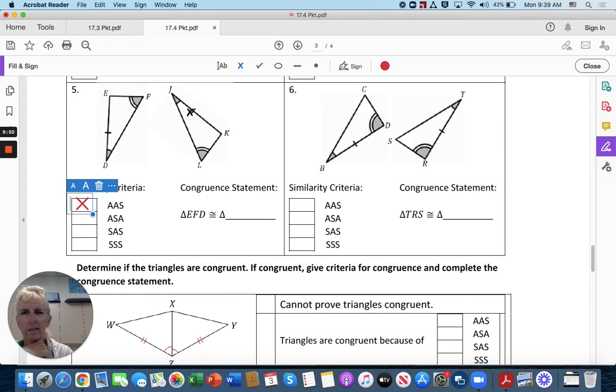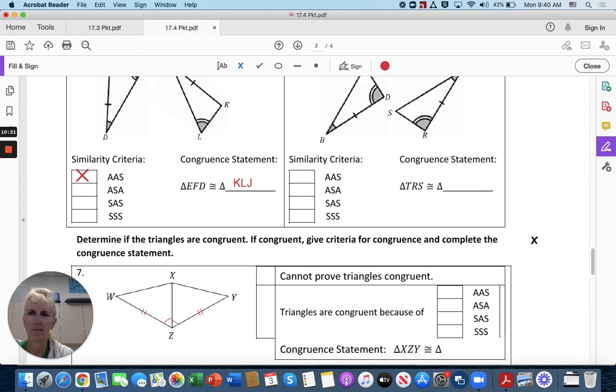So would this be congruent? We have angle, angle, side. And so I would just put here KL, angle, side. Oh, so angle, side is one of our true criteria. So we could go ahead and say triangle EFD is congruent to KLJ. And that's true. Okay.